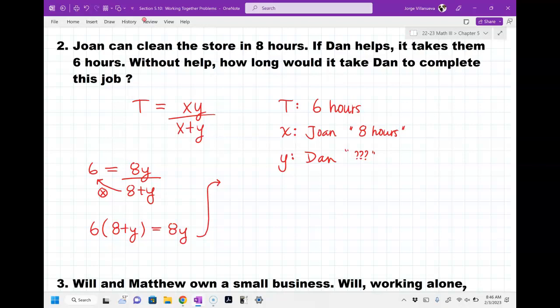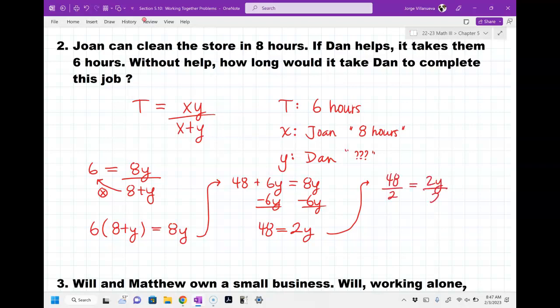Now let me distribute: 6 times 8, that's 48, plus 6 times y is 6y, equal to 8y. Now I got to combine my y's together, so let me get my 6y and move it over to the right by subtracting it on both sides. So 6y on both sides becomes 48, equal to 2y. And in order to solve for y, I have to divide both sides by 2. So 48 divided by 2 is equal to 2y divided by 2.